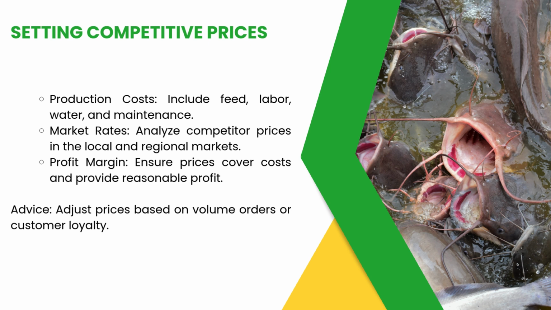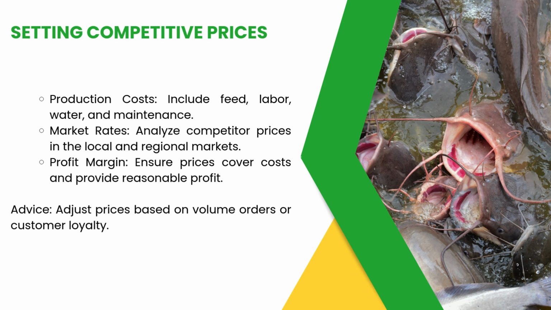Now, how do you set competitive pricing? So for competitive pricing, you have to first start with what is your production cost. How much did you spend on feed? How much did you spend on labor, water, and general maintenance? The next thing is when you have accumulated that, you now go into the market to analyze what your competitors are pricing, both in the local and regional market. After that, make sure you add your own profit margin, and your price, which will be your selling price, should cover your cost and provide you reasonable profits.